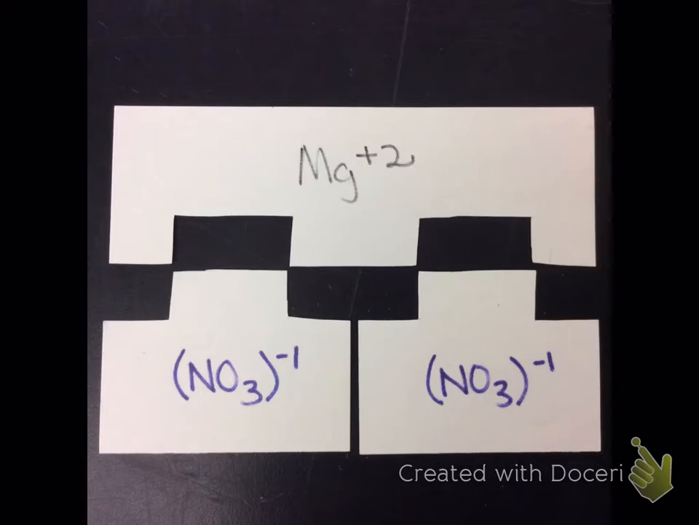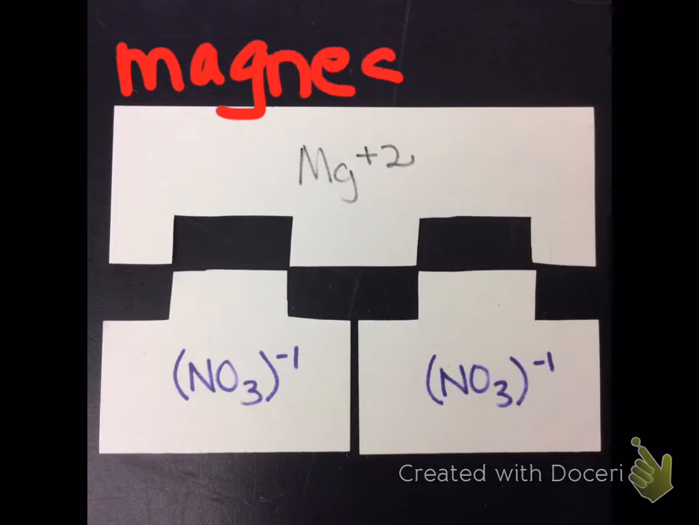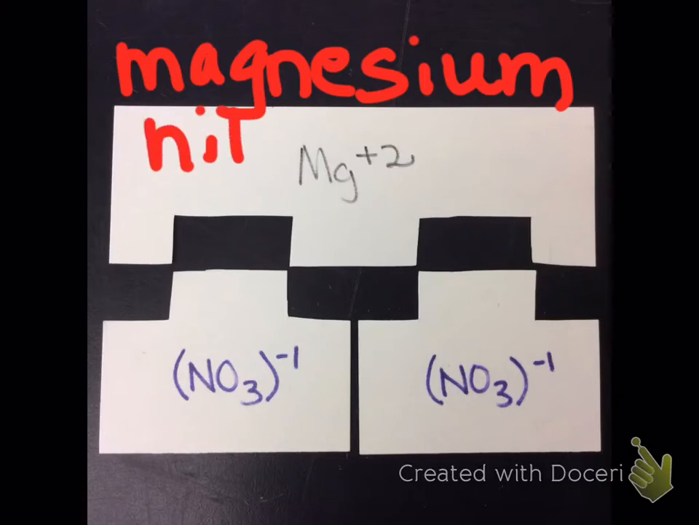If the ions in the compound have different charges, then subscripts will be needed. In this case, the compound is called magnesium nitrate. Magnesium is Mg+2, and nitrate is NO3-1. Each ion is named only once in the final name of the compound.